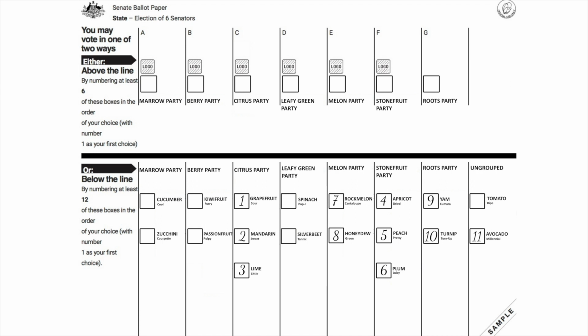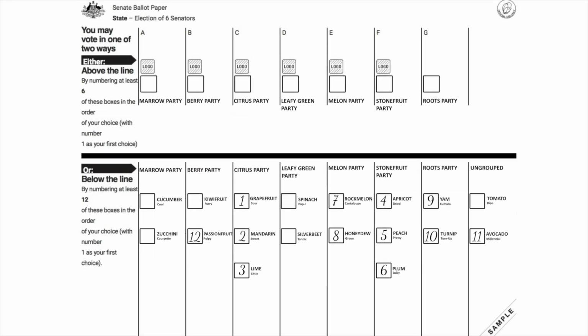As the ungrouped candidate, they actually run independently. So they're not aligned to a political party, they're an independent. They're standing for the Senate, for my state or territory. I'm going to go ahead and put a number 11 next to avocado. So far I've got Citrus Party 1, 2, 3, Stone Fruit Party 4, 5, 6, Melon Party 7, 8, Roots Party 9, 10, avocado in the ungrouped section 11, which means that I have 1 more box that I gotta fill out.